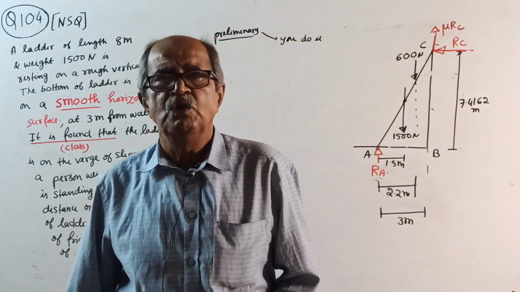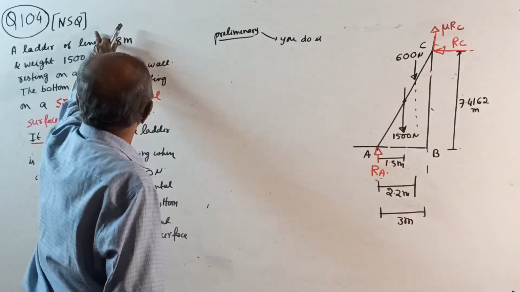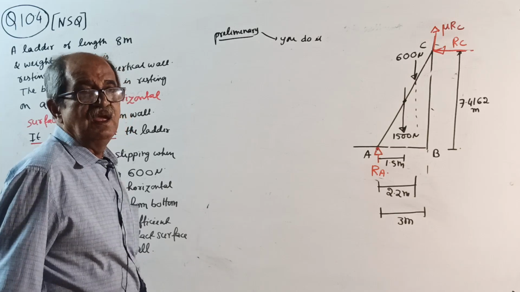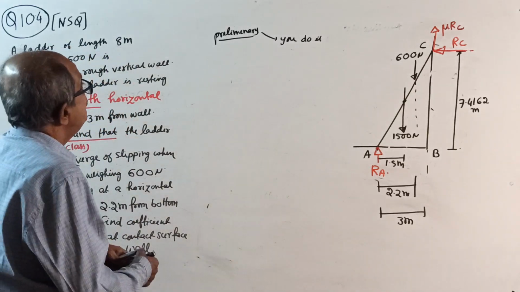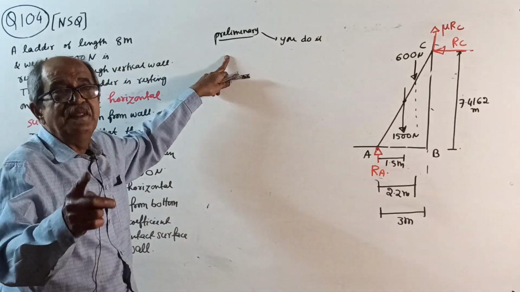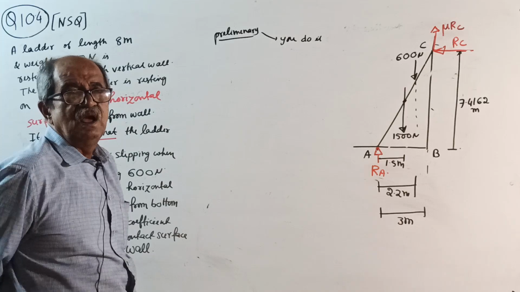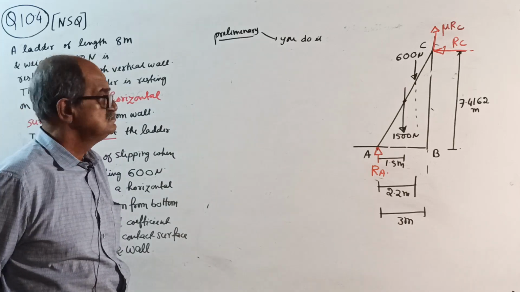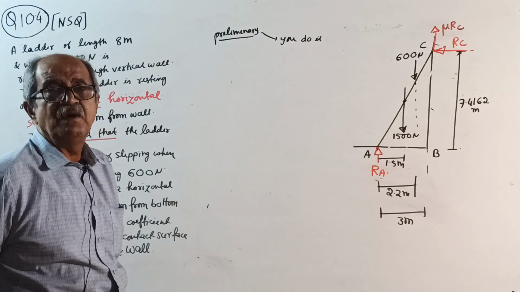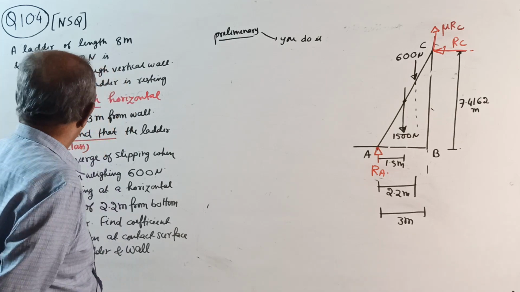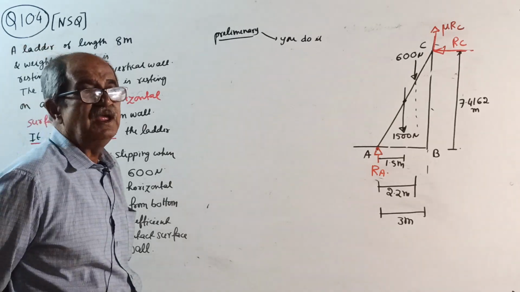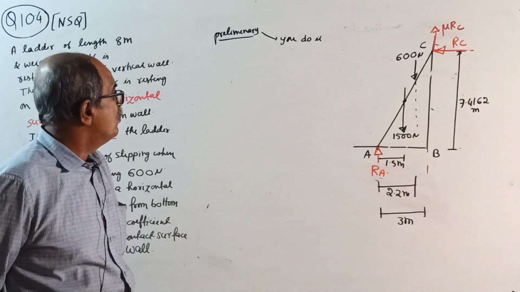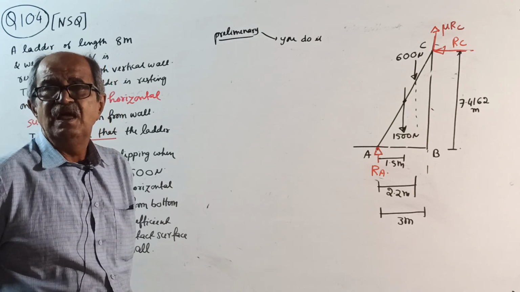Question number 104. I already told you, nonsense question. See, a ladder of length 8 meters. And see now, this time, the preliminary part you do it. I will tell one thing for you. If I am solving in an examination, I will look at it first, I will see what they want. No, I need not see. I have got confidence, whatever is given I can solve. But still, I will tell.